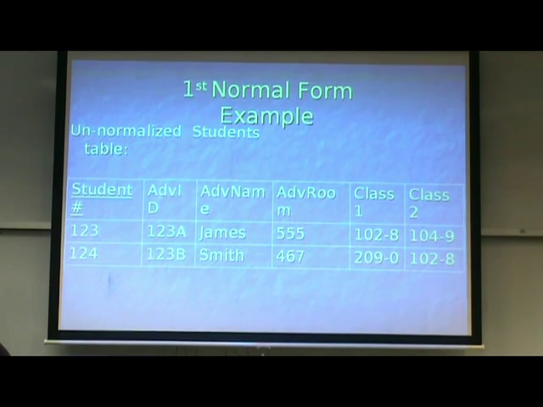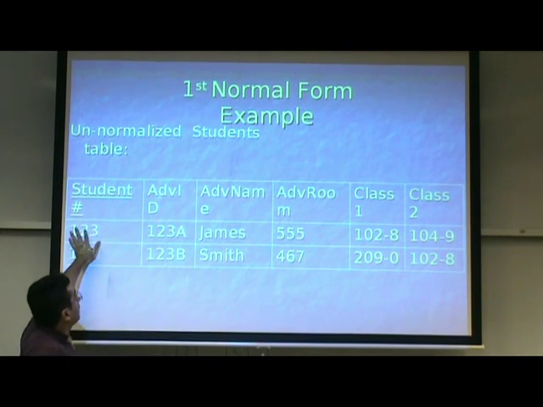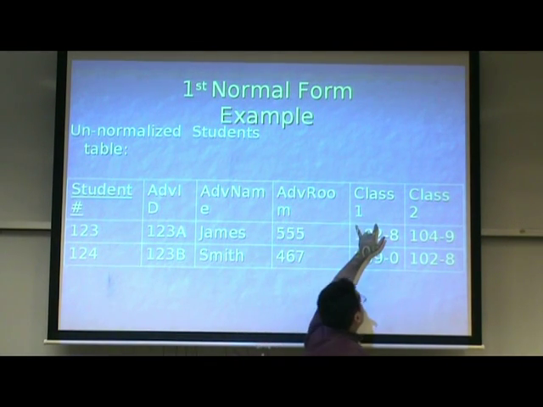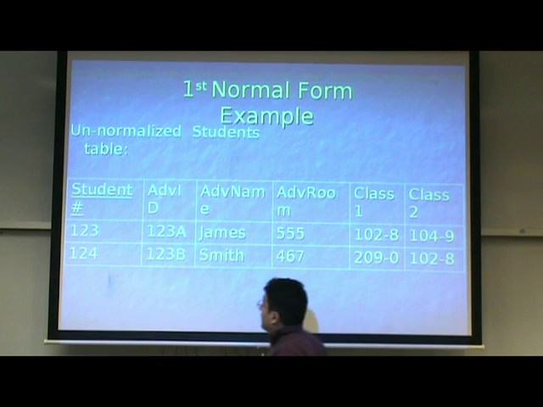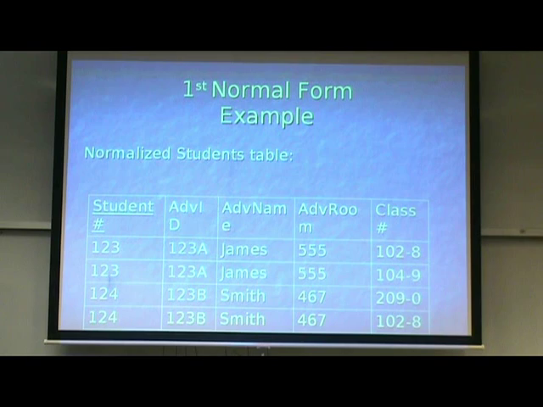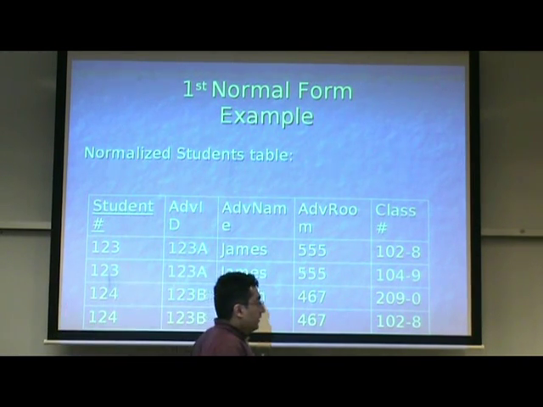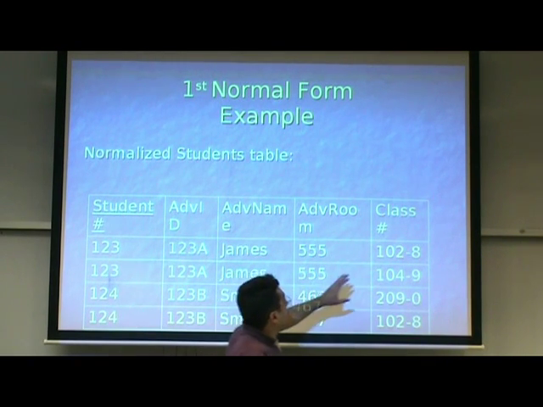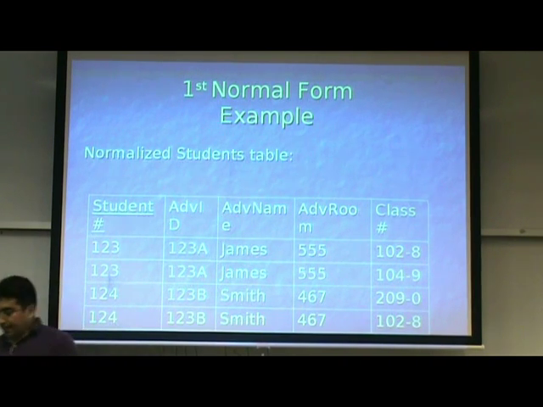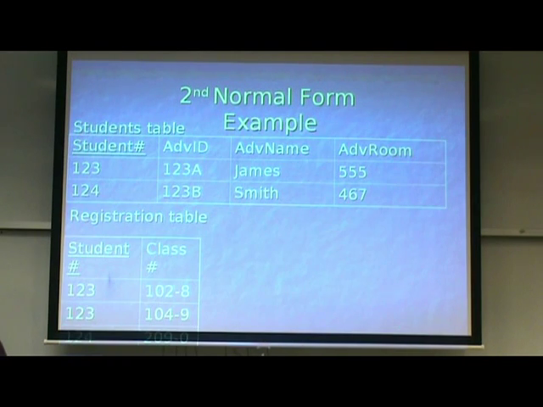So for example, here this was a table. In this example we have a student ID, advisor ID, advisor name, advisor room, class number 1 and class number 2. This is not in the first normal form. So what we are doing is making this table bigger, using the class ID as the repeated rows. This is the solution for the first normal form, which was obvious.